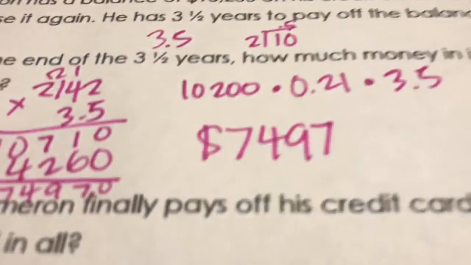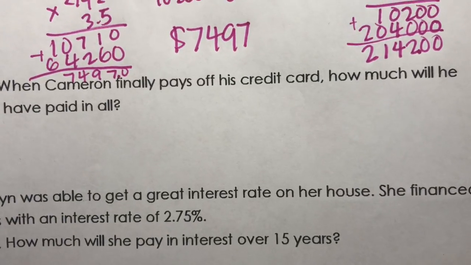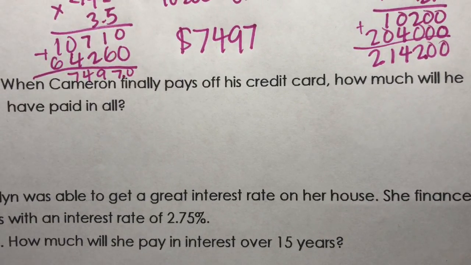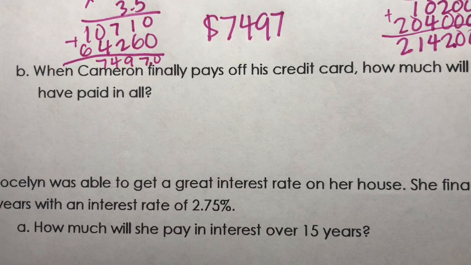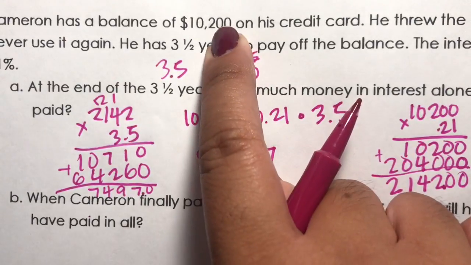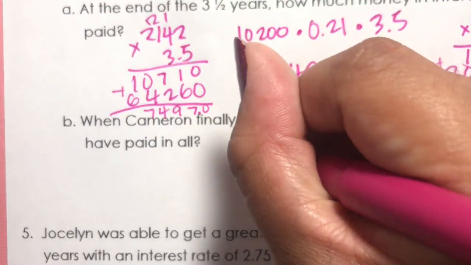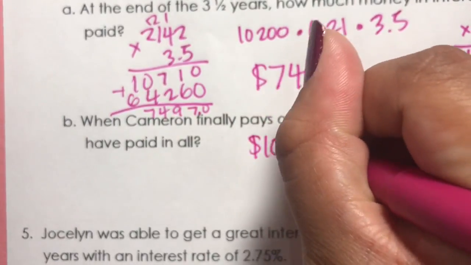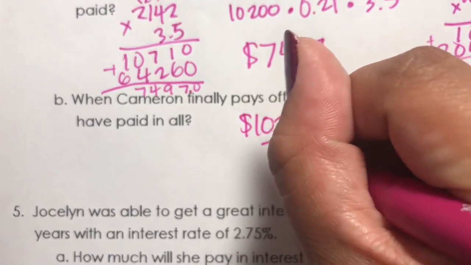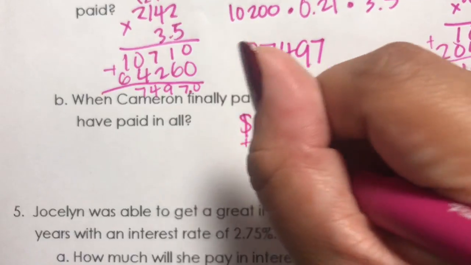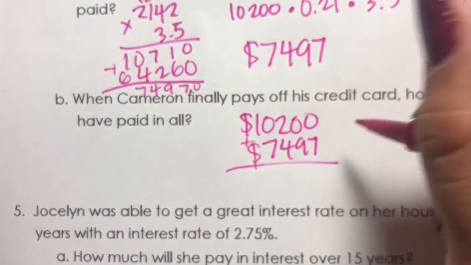Now, when Cameron finally pays off his credit card, which will be a wonderful day for Cameron, I'm sure, how much will he have paid in all? So how much money will he have paid in all with the interest? So remember, he owes the credit card company $10,200 already. Okay, now he needs to add the interest, which is $7,497.